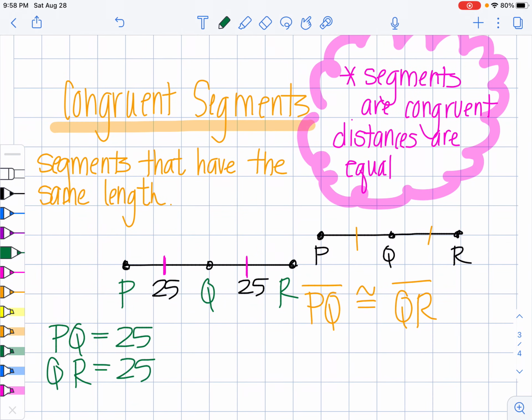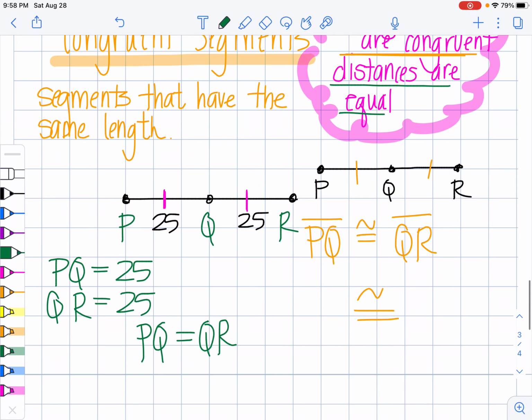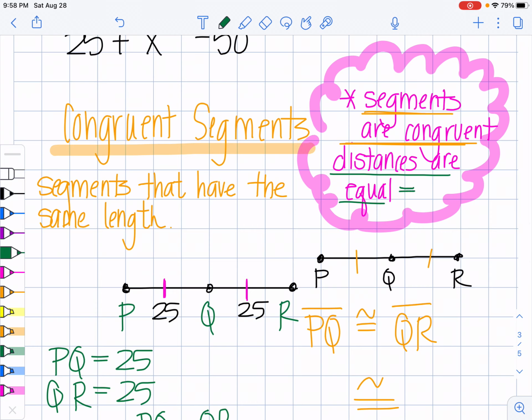I can say that PQ, my length, is equal to QR because distances are equal, but segments are congruent. And remember, congruent is an equals with a squiggly over top of it, and equal is just a plain equal sign. So distances are equal, segments are congruent. Let me know if you have any questions. Good luck.